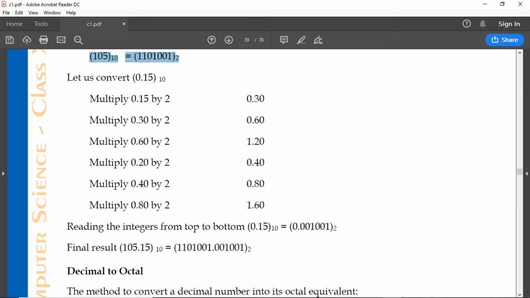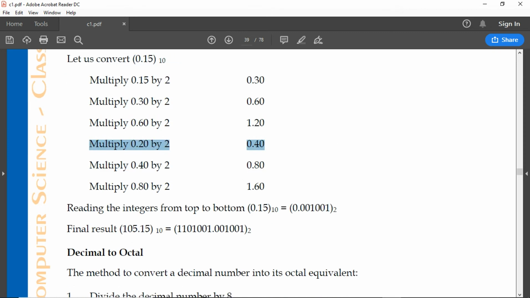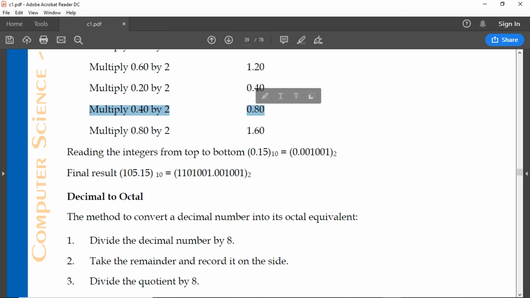Multiply 0.15 by 2, 0.30. Multiply 0.30 by 2, 0.60. Multiply 0.60 by 2, 1.20. Multiply 0.20 by 2, 0.40. Multiply 0.40 by 2, 0.80. Multiply 0.80 by 2, 1.60.